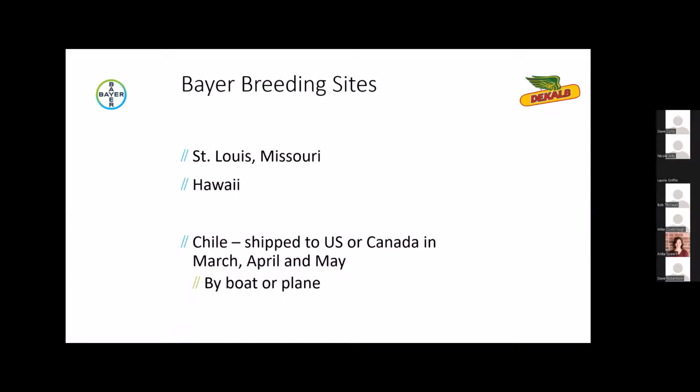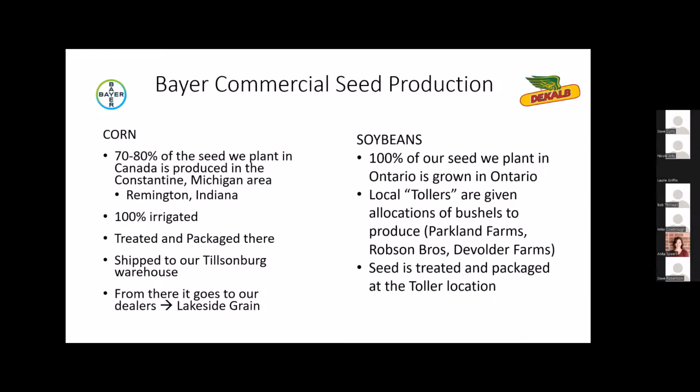We'll bring that home by plane if we're in a big hurry, or if we have time, we'll bring it home by boat. All the corn seed commercially grown for Canada is produced mostly in the Michigan area, Constantine, Michigan. We have a big corn plant there, and that's where about 70 to 80% of the seed production for Canada is grown. The balance, a tiny bit, may come from Chile, but the rest may come from Remington, Indiana, and a couple of other locations in the U.S., though a lot of it's right from that Constantine, Michigan area.